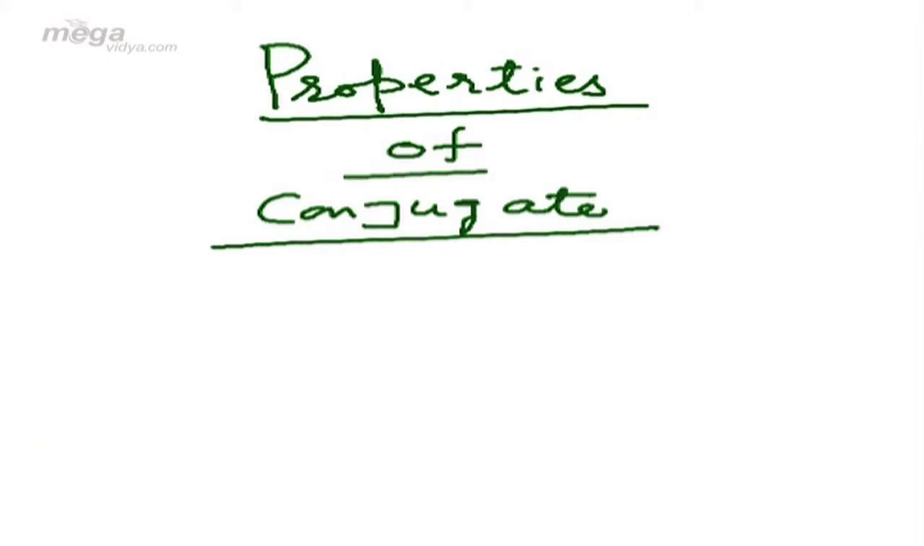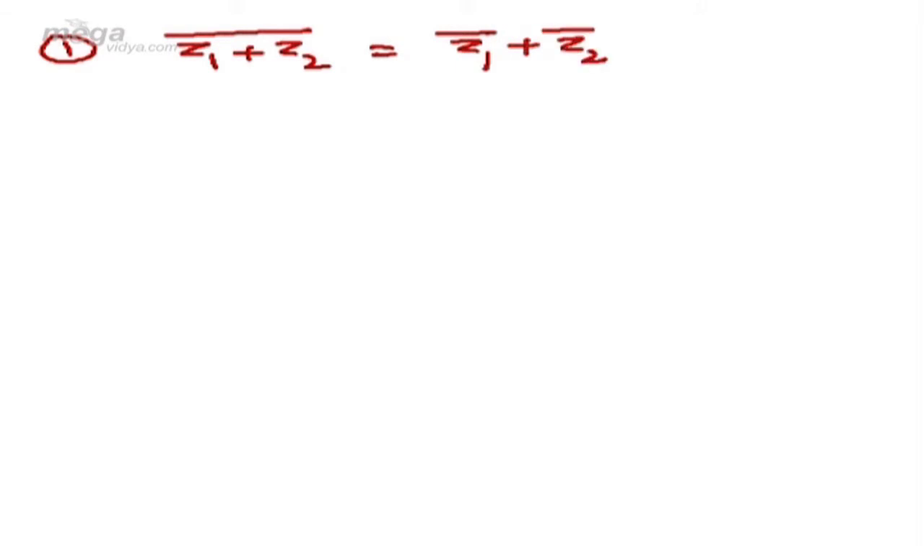Today I will start the properties of conjugate. We take two complex numbers z1 and z2. Then the first one is (z1 + z2) whole bar is equal to z1 bar plus z2 bar.